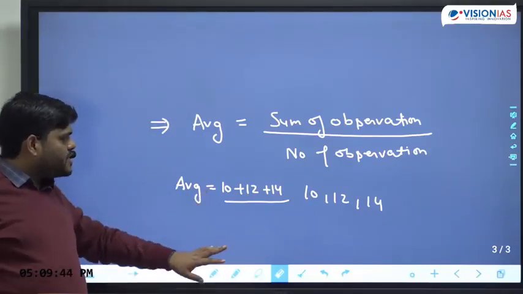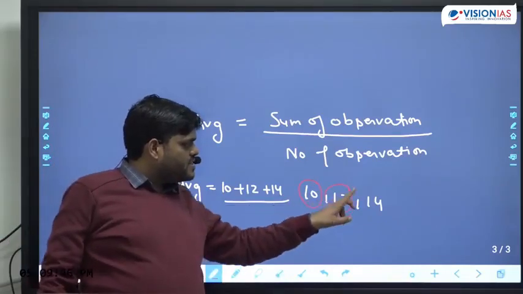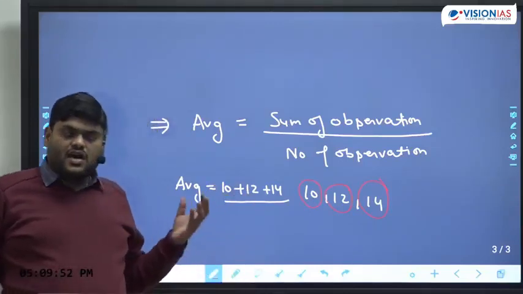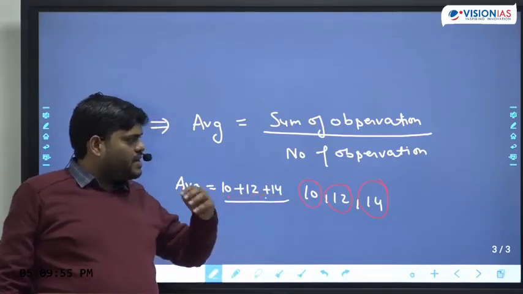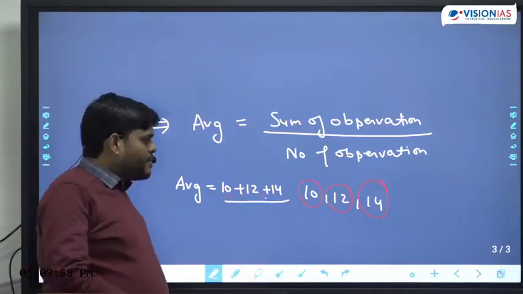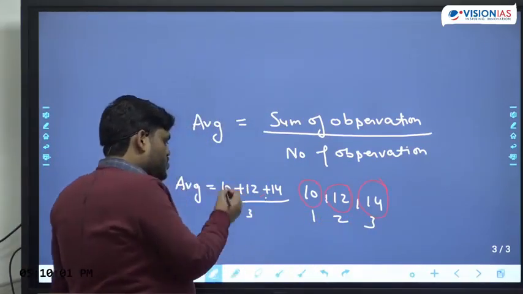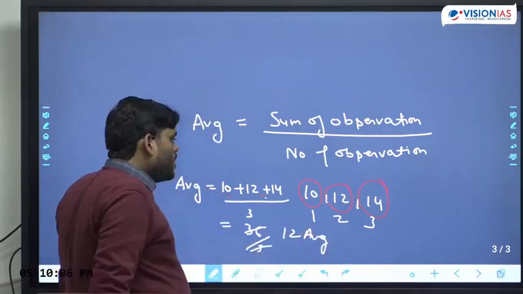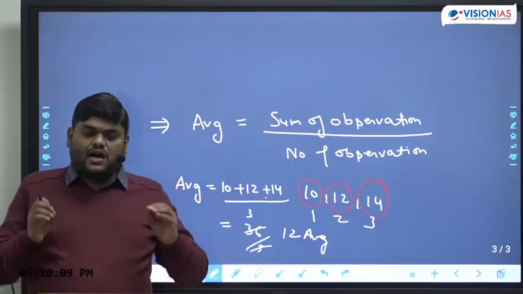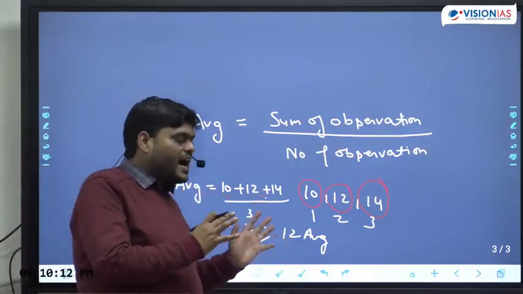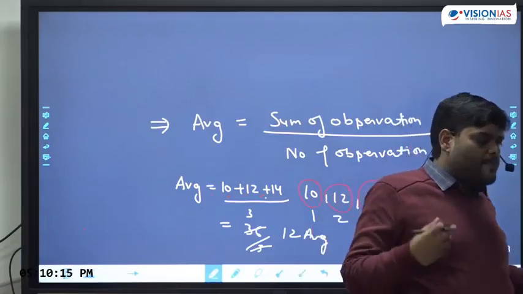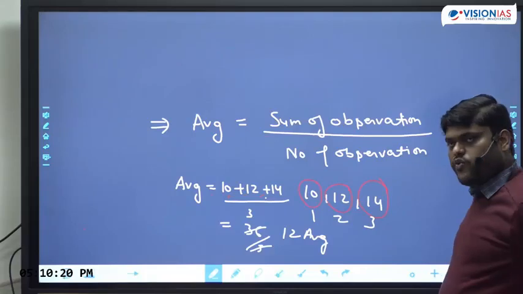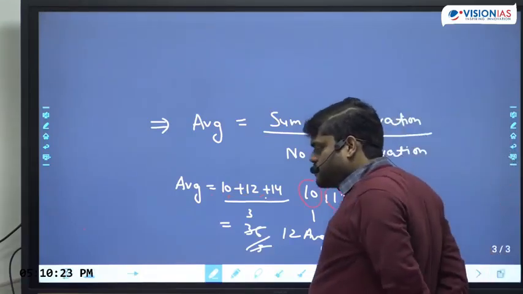So average is sum of observations. These are the observations. So to find the average, we take the sum of observations: 10 plus 12 plus 14, divided by the number of observations, which is 1, 2 and 3. So this becomes 36 upon 3, that means 12 is our average. This is the mathematical meaning of average, how we can find the average with the help of the formula.